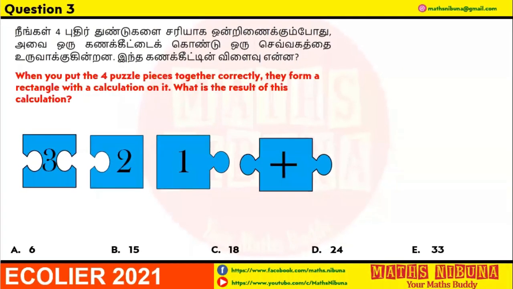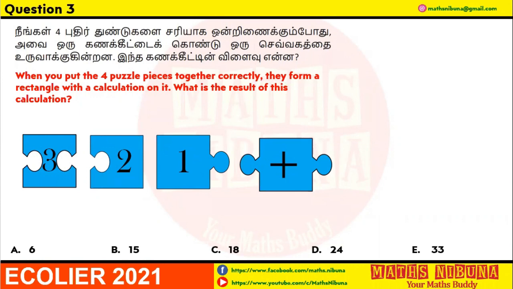Okay, question number 3. When you put the 4 puzzle pieces together correctly, I think you all normally got played these puzzle games, right? Normally we just connect to make one picture. But here we have a puzzle, we connect it to make one equation. Okay. So they form a rectangle with the calculation on it.